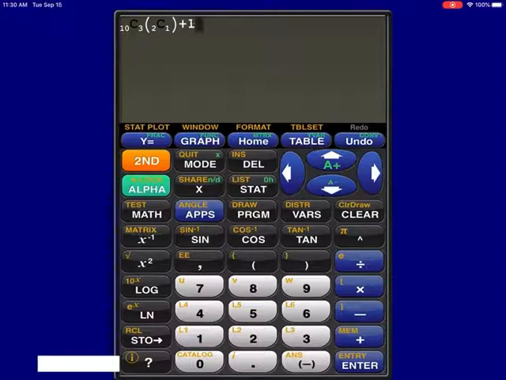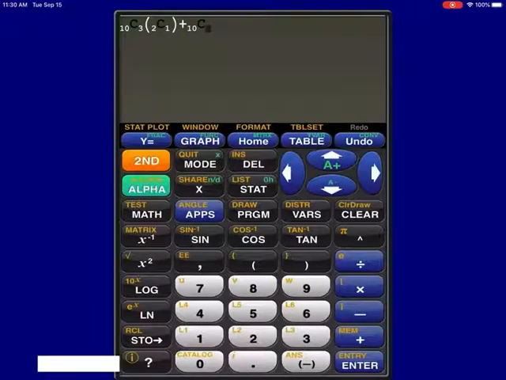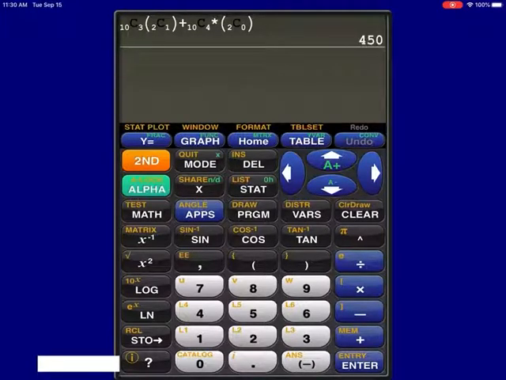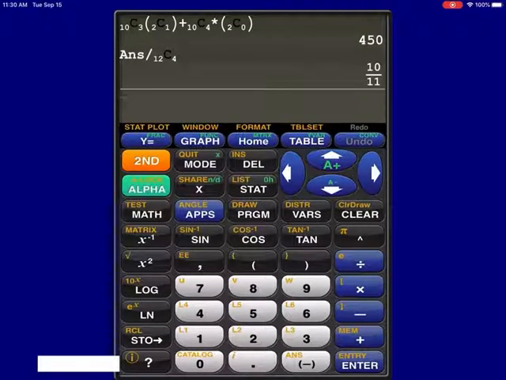now we have 10. Math probability, we're going to choose all 4, okay, times, let me do this in parentheses now, 2 math probability, choose 0, okay, close my parentheses, there's my numerator, right, divided by 12 math probability, choose 4, enter, and I'm coming up with 10 over 11. Okay, so 10 over 11 will be my answer.